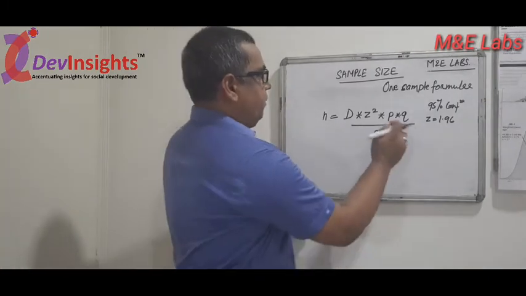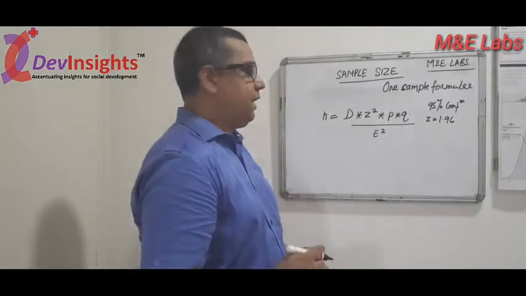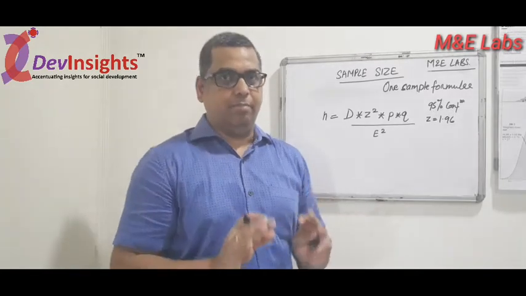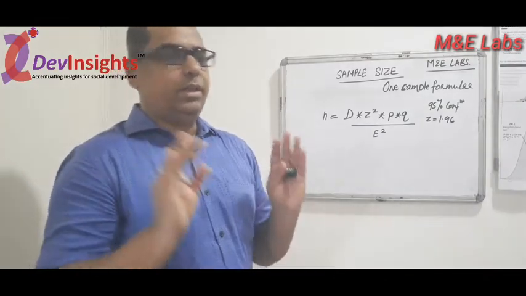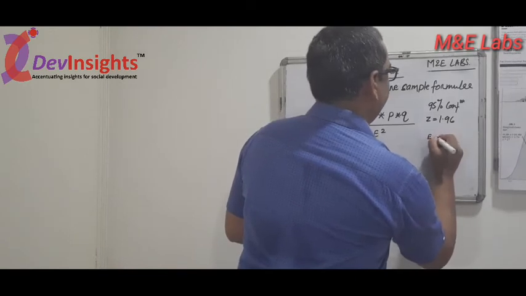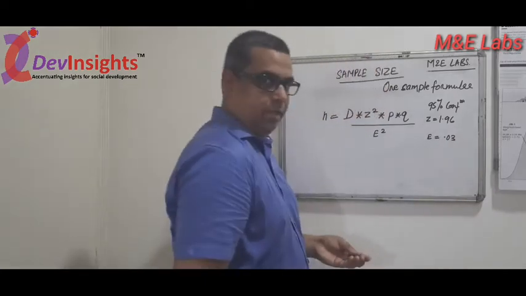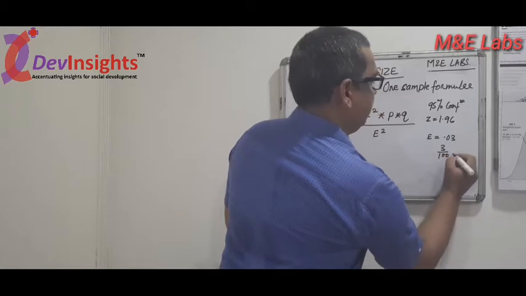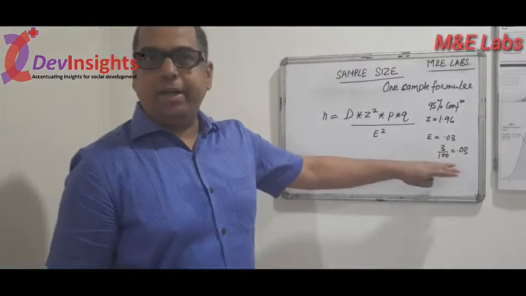1.96. Now, the second thing that as a researcher we have to decide in advance is the permissible error. What is the maximum error that is allowed? Mostly for social research methods, we go with 3% or 5% error, right? So if error is 3%, 3% is basically what? 3% is 0.03, right? You understand this, no? 3% is basically 3 upon 100, which is equal to 0.03. So error is 0.03, right?